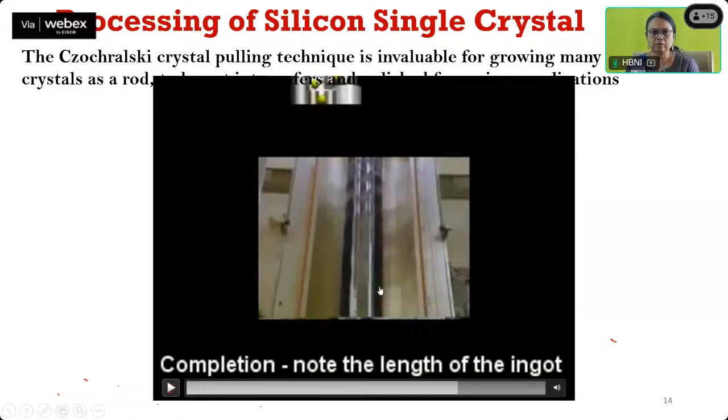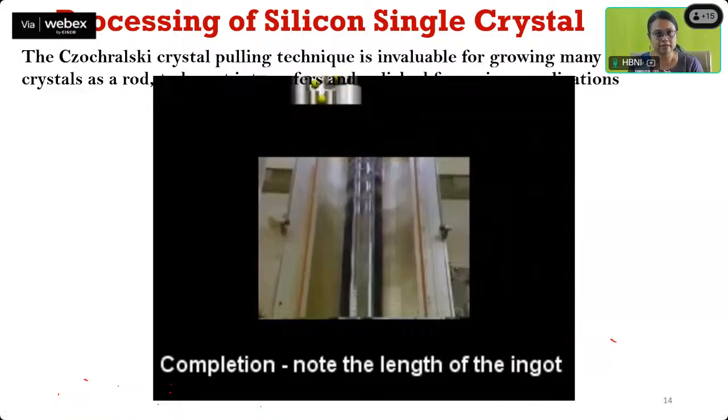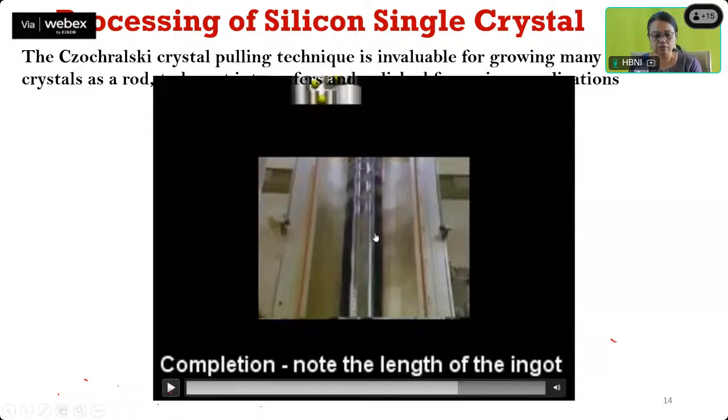Note the length of the crystal. A human is very small next to it. This is around 3 meters or 4 meters, and this is actual industry footage. So this is the level of single crystal growth technology generally, the Czochralski, in the current industry. This is for silicon. Now this is the crystal.